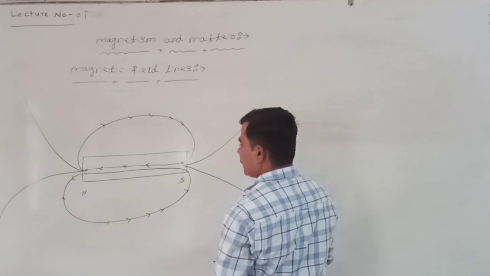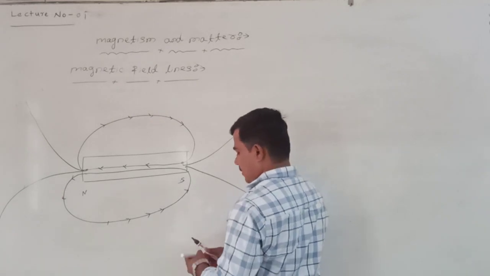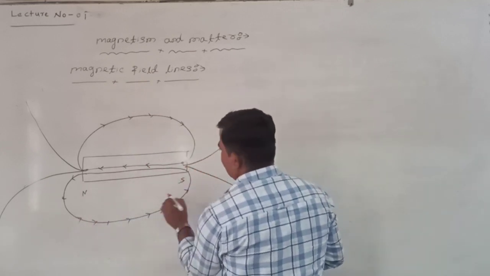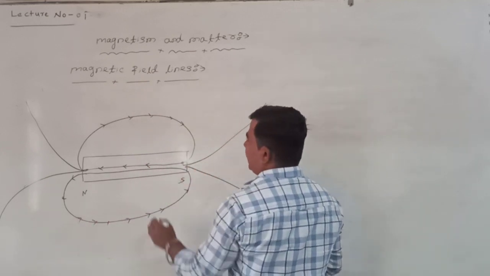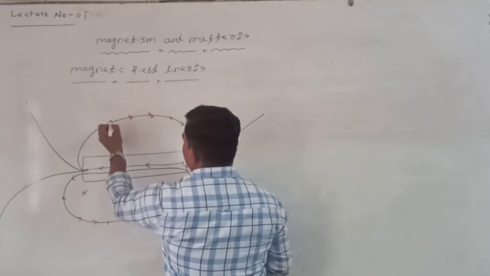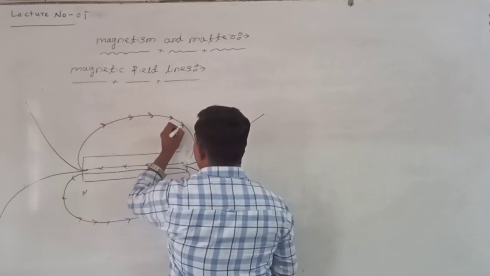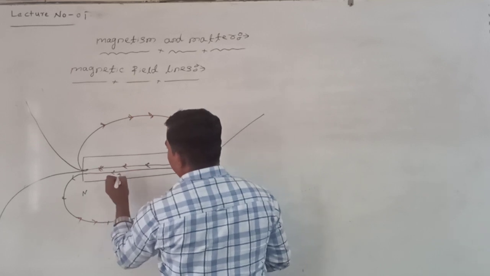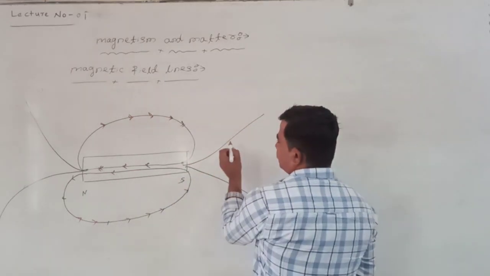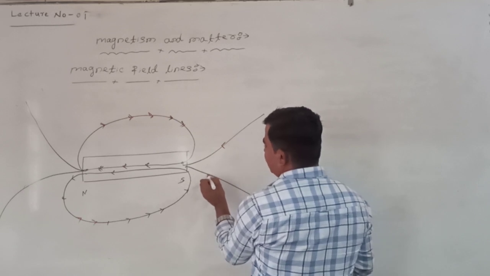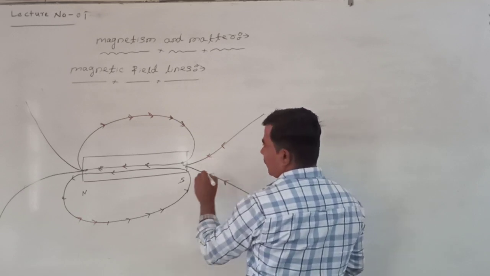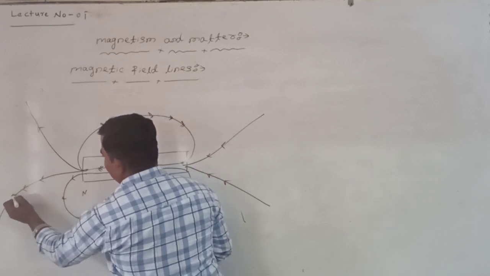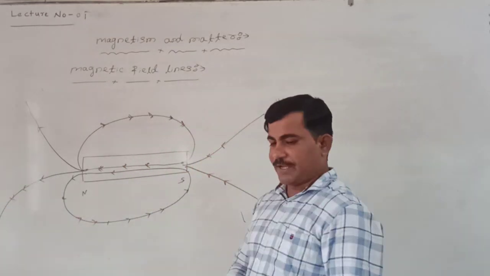Shall I take it? See here how to take. South Pole to North Pole. North Pole to South Pole outside the magnet, like this. And inside from South Pole to North Pole. Like this I will go. How will they go? Like this. See here.